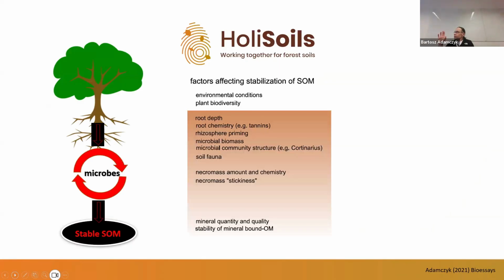So here on the left, you have one more time underlining the importance of microbial necromass. And of course, this process of carbon stabilization is under the influence of many factors. In the middle, you have a very long list: environmental conditions, temperature, moisture, and so on. Biodiversity, not only of microbes, but also plants, root depth, root chemistry, priming, microbial biomass, community structure, soil fauna, necromass amount and chemistry, necromass thickness, and of course, interactions with minerals, taking into account the amount of them and also the chemistry of minerals.